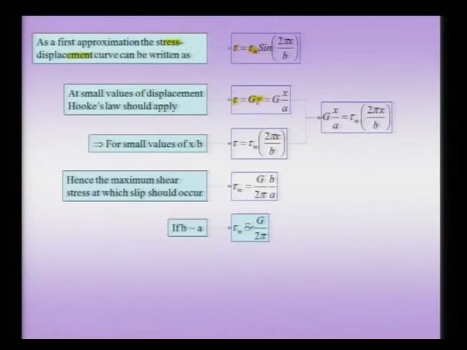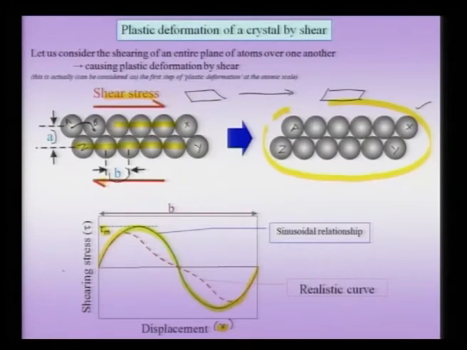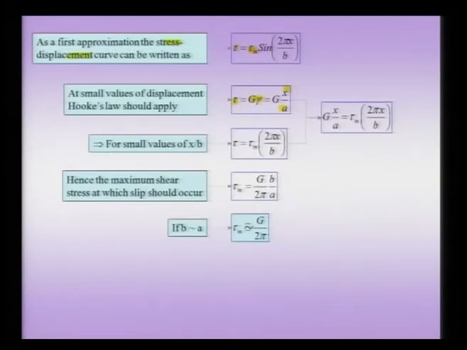And since gamma is again small, I can write it as x by a, and x, as you know, is the displacement and a is the interplanar spacing. Therefore, constructing a triangle in this direction, this is my a direction, and this is my shear strain gamma, and this is my x, and this is my a. So, I can write G gamma, which is G into x by a.